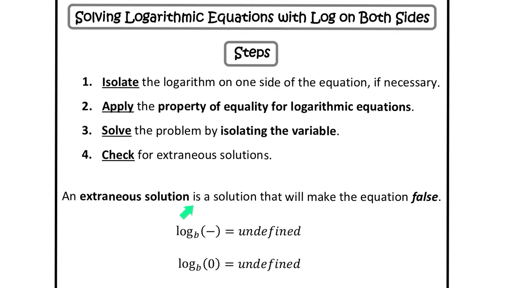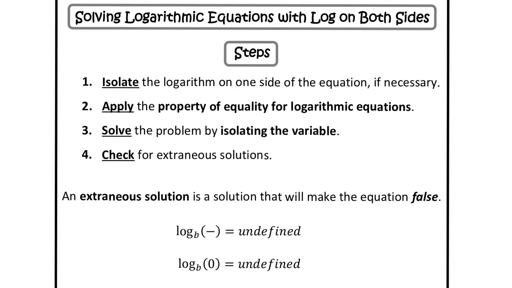An extraneous solution is a solution that will make the equation false. What we're going to be looking out for is anything where we have a negative inside of a log or a 0 inside of a log, because we talked about these last class, that these are undefined situations, and so these cause solutions to be extraneous.